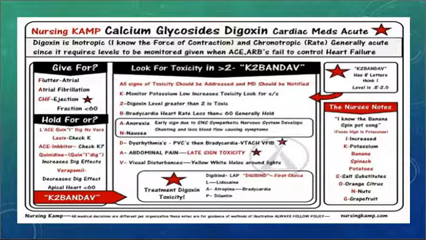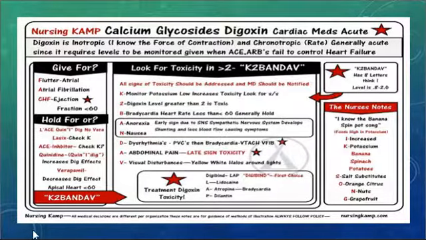Digoxin is the only glycoside that we use. It's used in atrial fib, atrial flutter, sometimes used in congestive heart failure, not quite as often as it used to be. Very much have to watch the kidneys and the electrolytes.